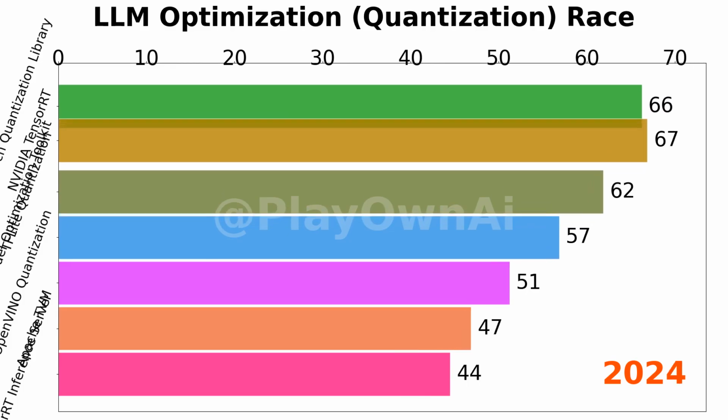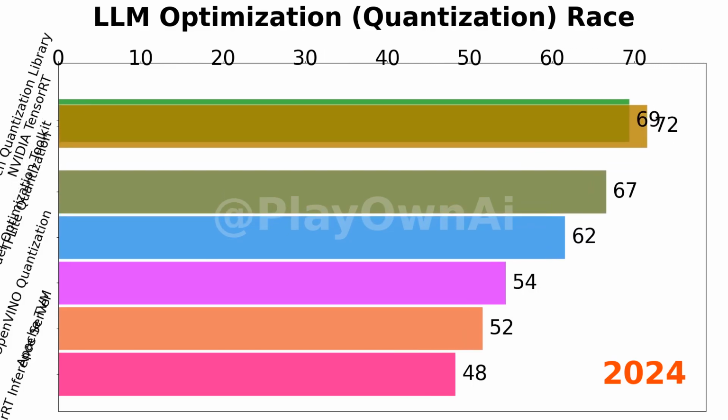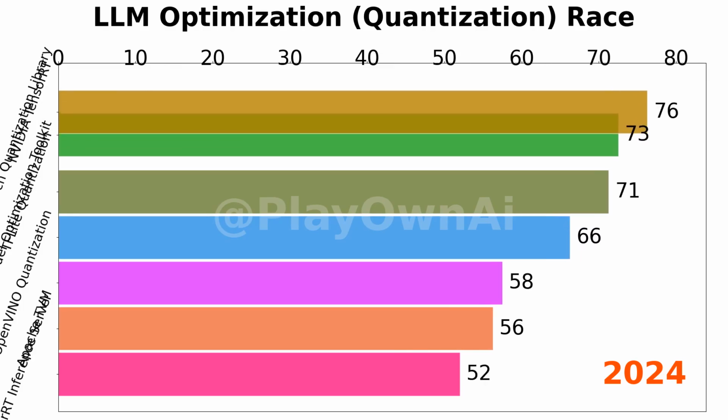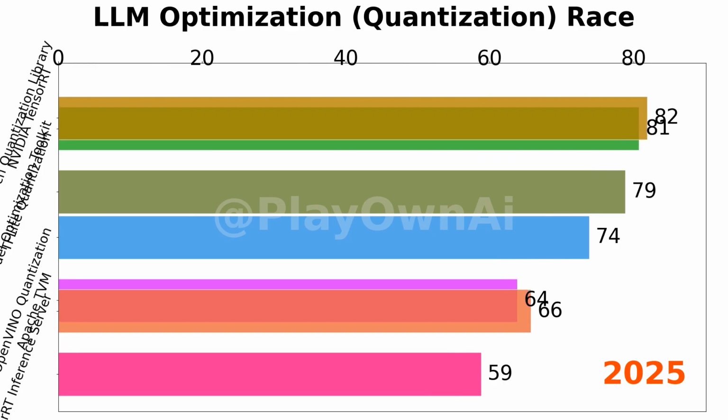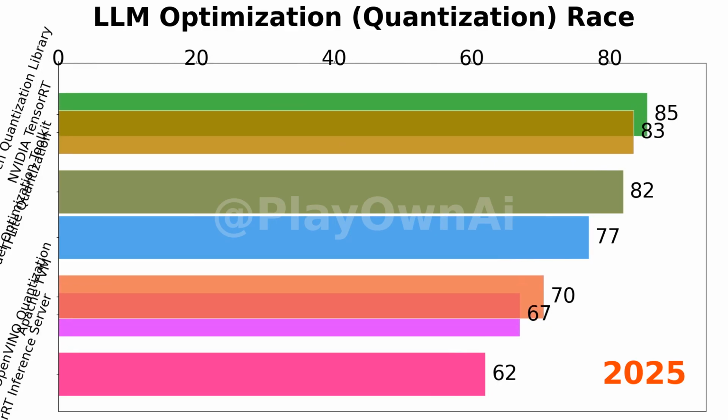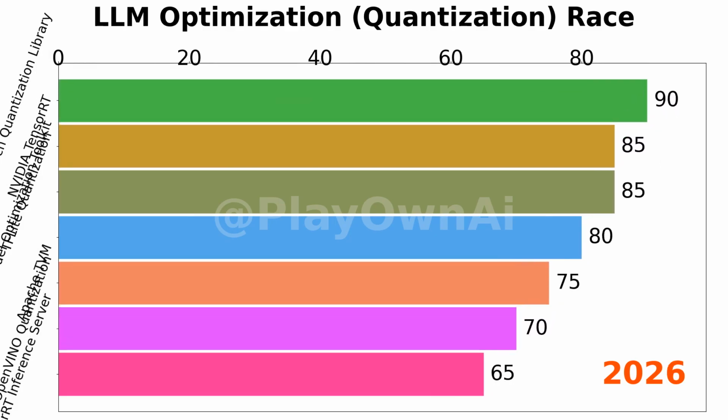Gaining traction. 2023. NVIDIA TensorRT leads with 55 points. Showing real strength. 2024. PyTorch Quantization Library leads with 65 points. Showing real strength. 2025. NVIDIA TensorRT dominates with 80 points. 2026. PyTorch Quantization Library dominates with 90 points. And that brings us to 2026, where PyTorch Quantization Library continues to define the field.